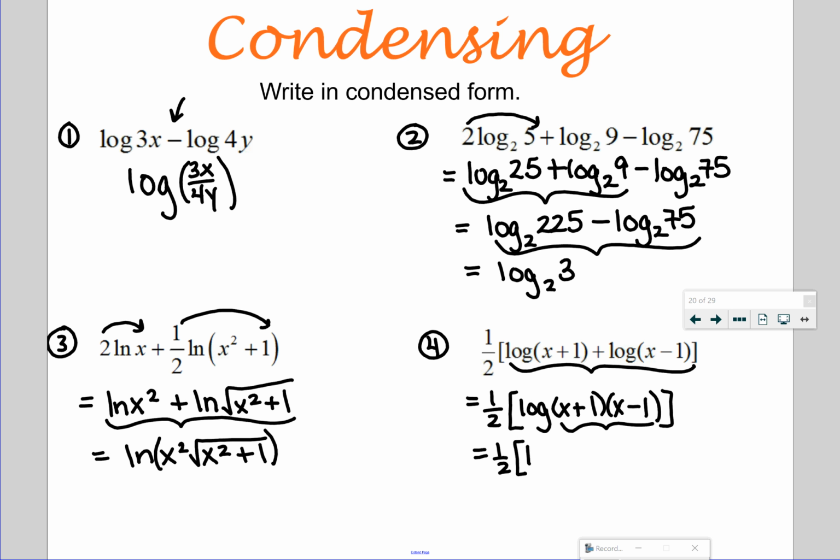And if I FOIL those together, my first terms, x and x, are going to give me x squared. My outside terms, x and -1, are going to give me -1x. My inside terms, 1 and x. And my last terms, -1. The 1x and the -1x are going to cancel. And so now I have log of x squared minus 1.